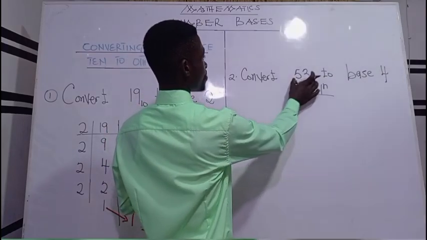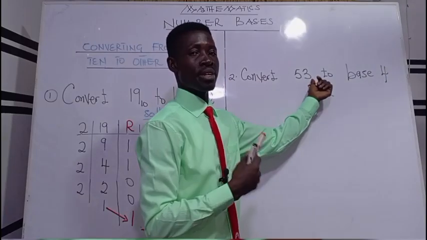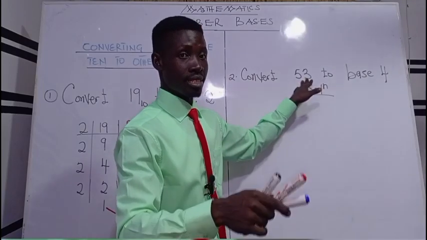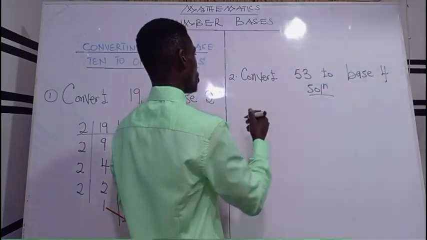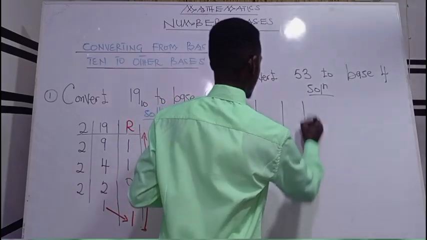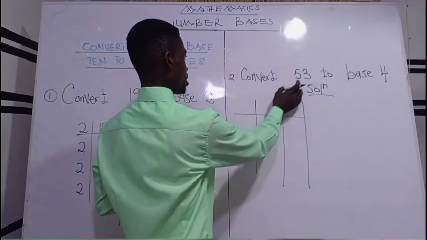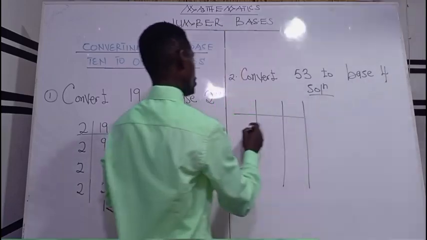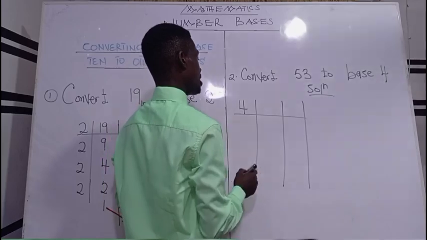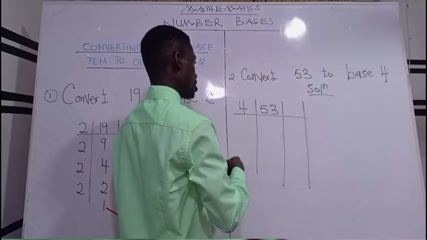So we have to convert 53. Now since there's no base attached to this number, we assume that 53 is in base 10. Okay, so we are going to draw 3 columns. We have the first column, second, and then the third column. The first column is going to take the base, which will serve as our divisor. The second column is going to take the decimal numeral, which will serve as our dividend. And then the last column will serve as our remainder.